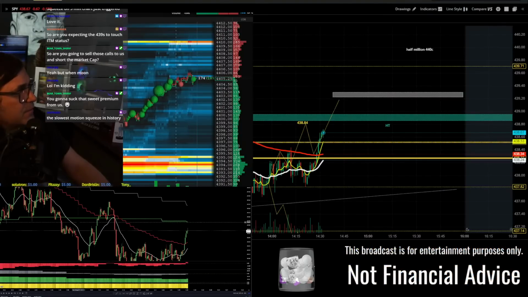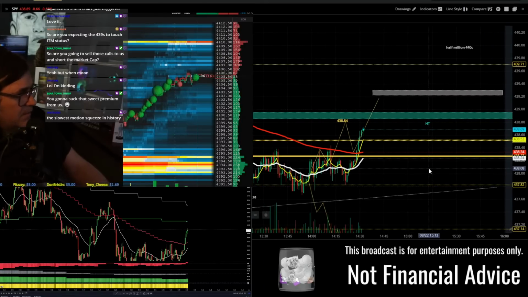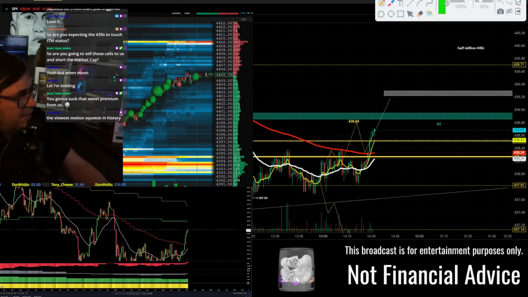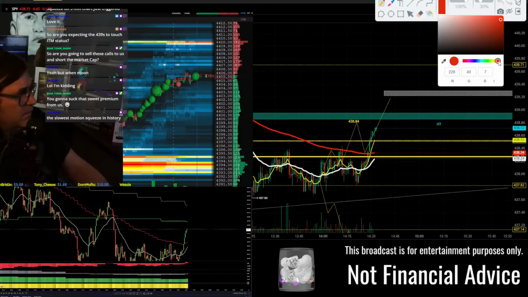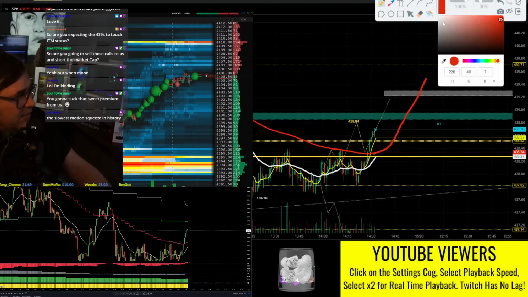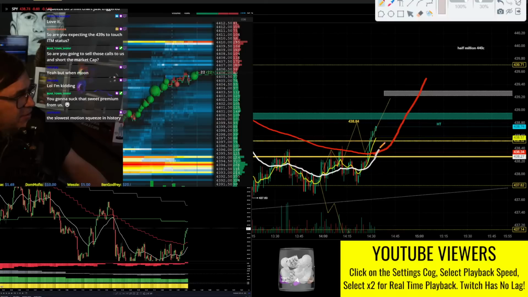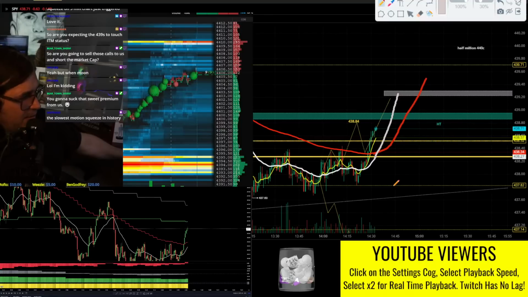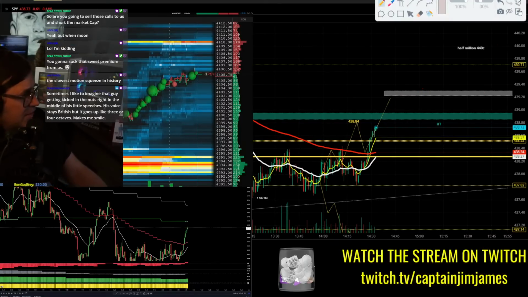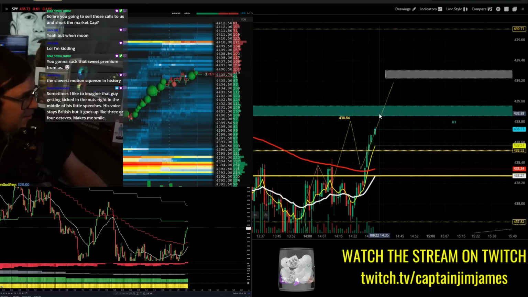Come on, baby. On a 1 minute chart right now, it's not confirmed yet, but we do have a little itty bitty bull flag coming up here. Not confirmed yet. Come on, baby. Keep on squeezing, don't stop now. Keep on squeezing.